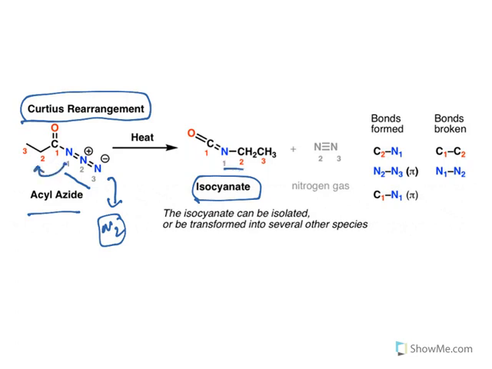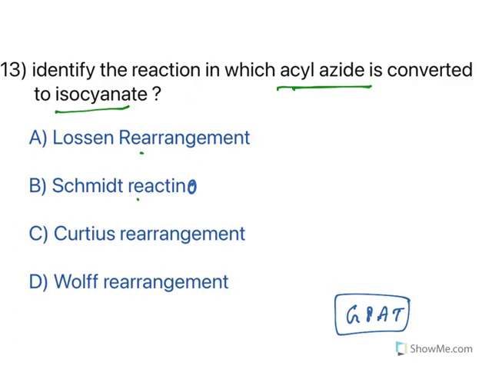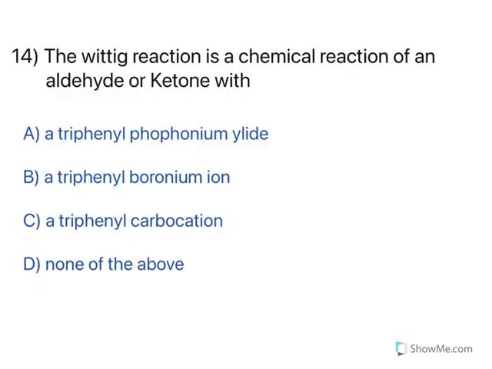This is what happens. See, nitrogen attached to the second carbon. This is called a rearrangement. So acyl azide to isocyanate, the rearrangement is Curtius rearrangement. So the answer is this one. Now, moving to the next one.